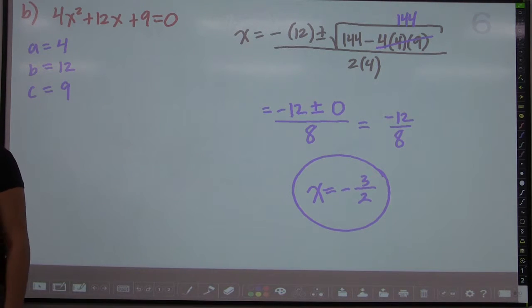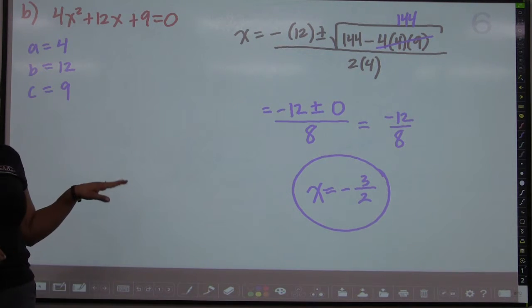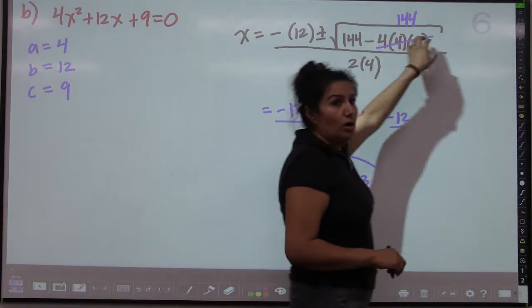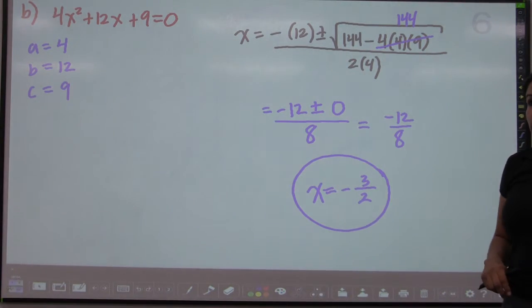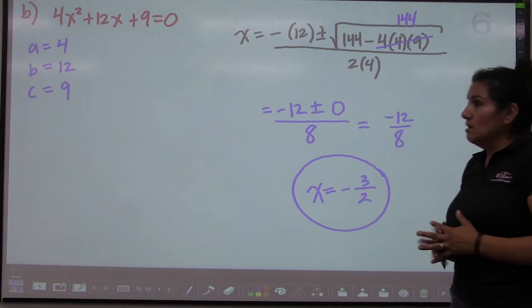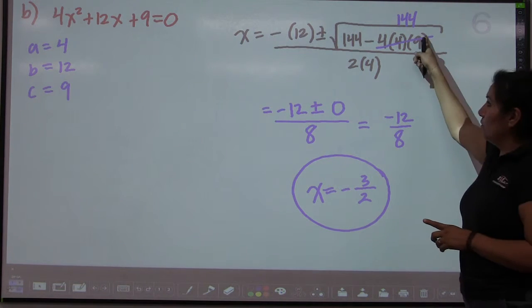I want you to be very observant here. In the previous example, we ended up with 2 solutions, right? In this case, we have one solution. Why did that happen? Because you ended up with the square root of 0. In the previous example, we ended up with a positive number, so you got 2 real solutions. My guess is that the next one's going to be imaginary solutions because you're going to end up with a negative in this square root.